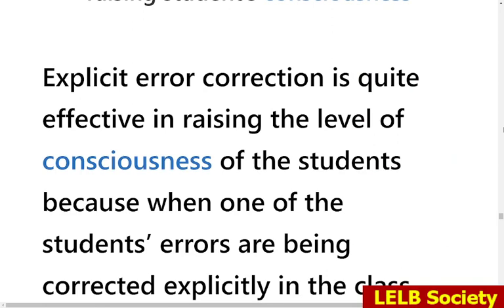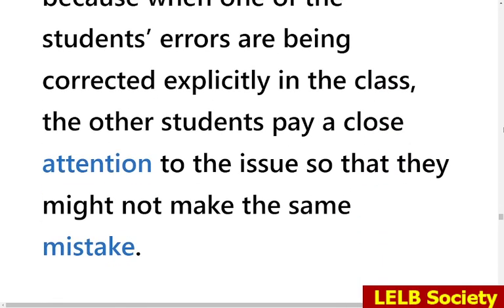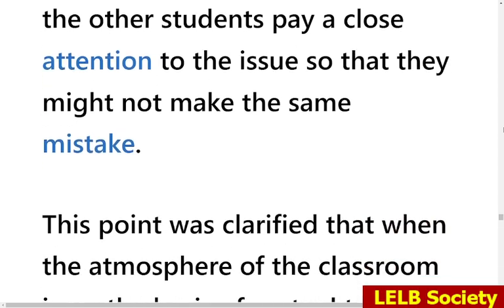Explicit error correction is quite effective in raising the level of consciousness of the students, because when one of the students' errors is being corrected explicitly in the class, the other students pay close attention to the issue so that they might not make the same mistake.